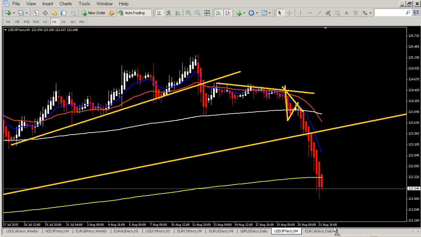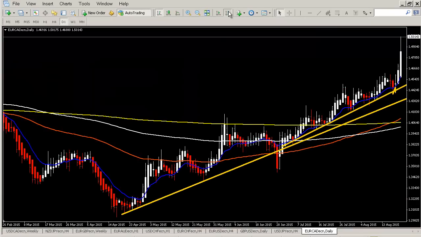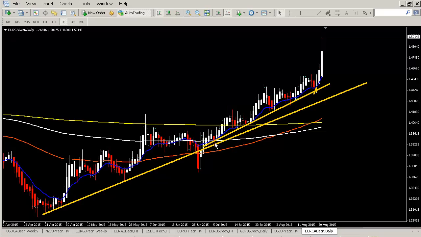There are many pairs that are actually moving, so we are just choosing the ones that people trade mostly. We can also use, for instance, the Euro Canadian dollar example, which also shot up. Look at this, Euro CAD going up and up and up on the daily chart.